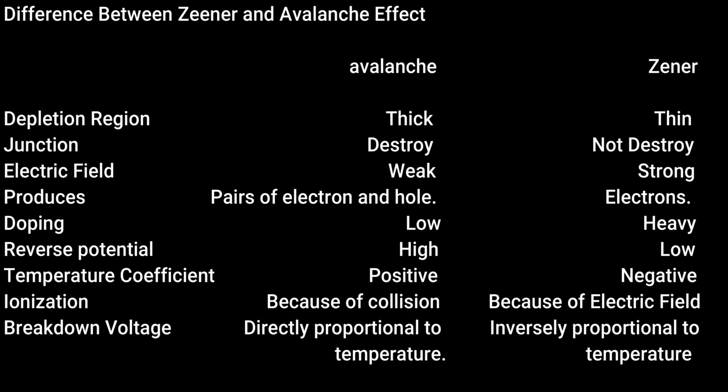And doping is very low in avalanche and very high, heavy in Zener. Reverse potential will be high in avalanche and low in Zener. Temperature coefficient, in avalanche it's positive and in Zener it's negative. Ionization is because of collision in avalanche, but in Zener, it's because of the electric field. Breakdown voltage is directly proportional to the temperature in avalanche and inversely proportional to the temperature in Zener diode.